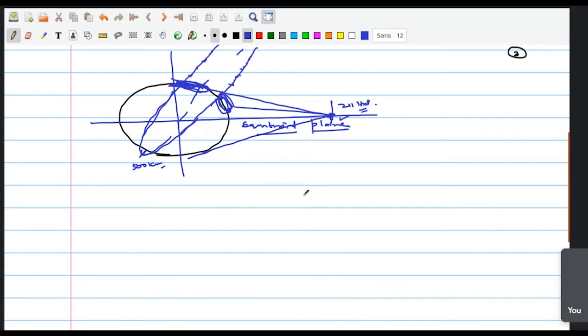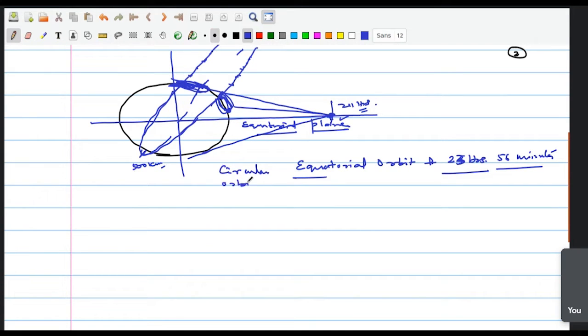Now from here we come to the geostationary orbit we have discussed. It's a 24 hours, and it's an equatorial orbit, 23 hours 56 minutes, and a circular orbit. So this constitutes your geostationary orbit.